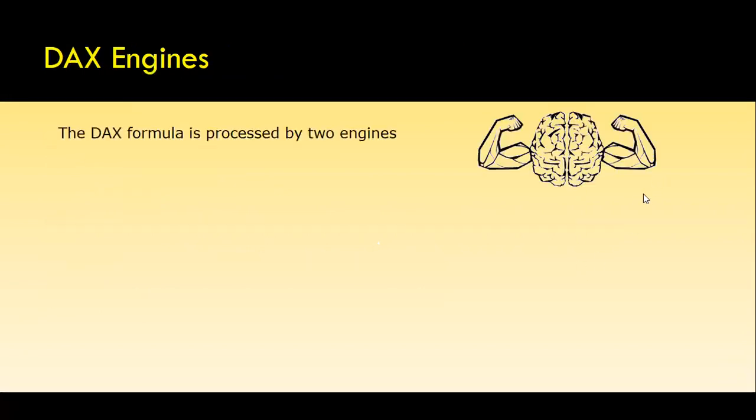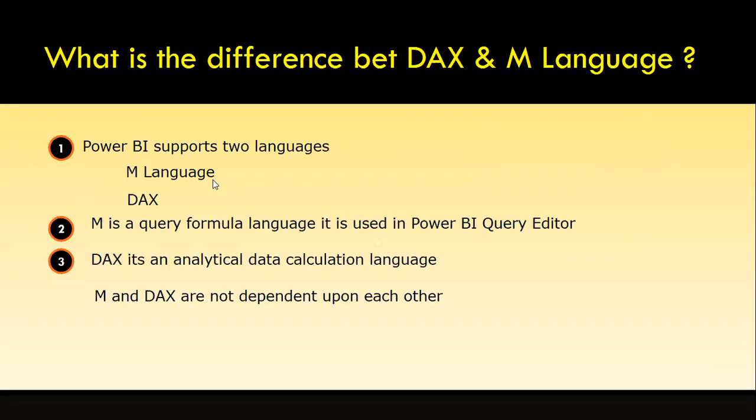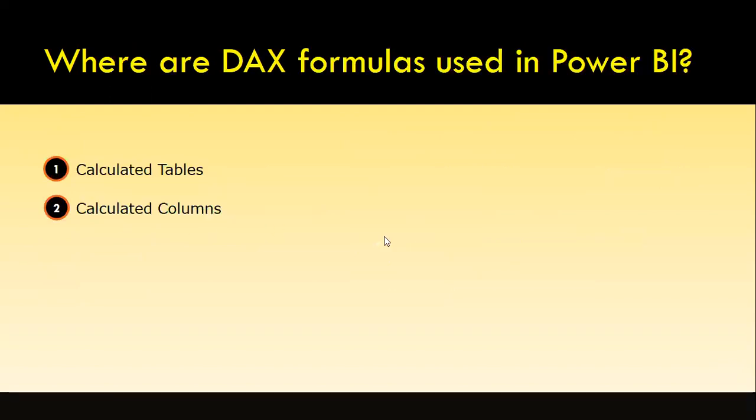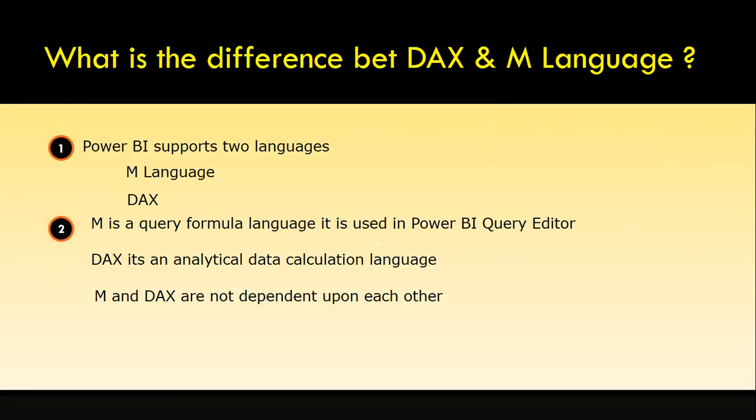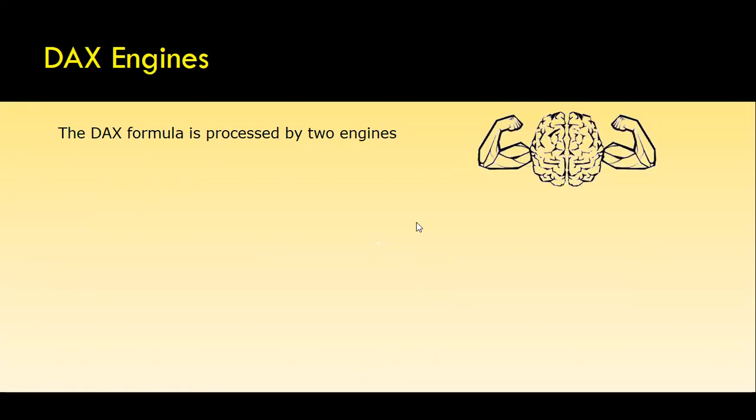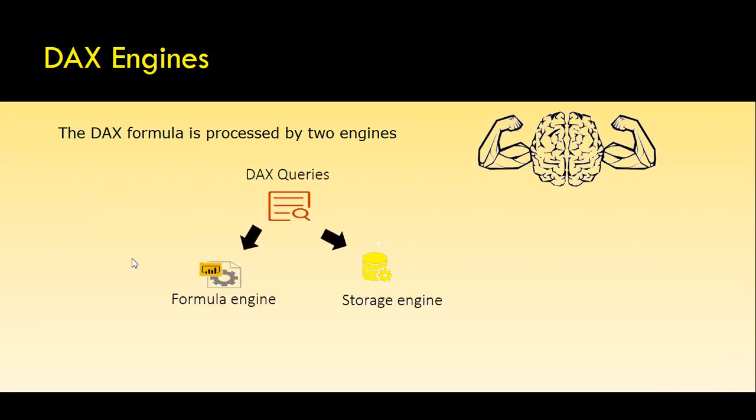Okay, the next one is the DAX engine. Look at the DAX formula here. I mentioned a simple formula: Total sales is equal to sum of financial sales. That is your DAX query. The DAX query is processed by two engines. What are those engines? One is the storage engine, the other is the formula engine. These two are the parts of your DAX engine.